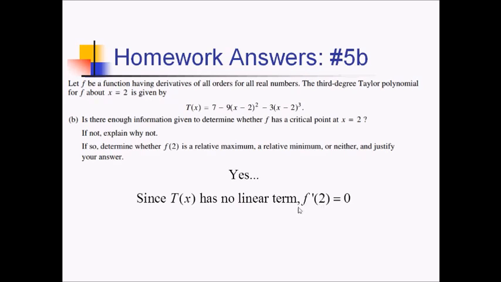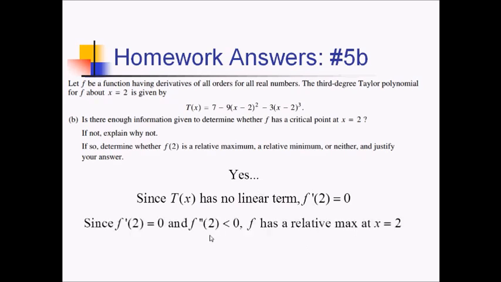For that information, probably the easiest way to do this would be to take a look at the second derivative, which we already found. We already found that f double prime of 2 was negative 18, and that tells us exactly what kind of critical point we're dealing with. Since f prime of 2 is 0 and f double prime of 2 is less than 0, that means that we're concave down, so f has a relative max at x equals 2. We're at the top of a concave down spot.